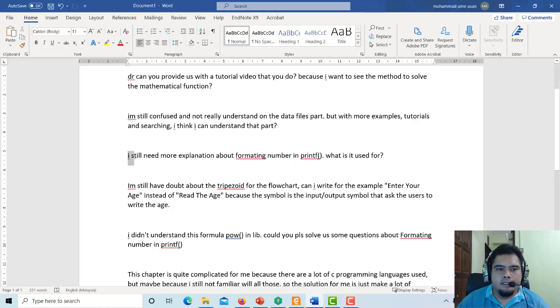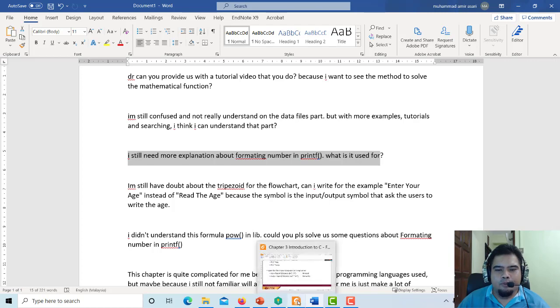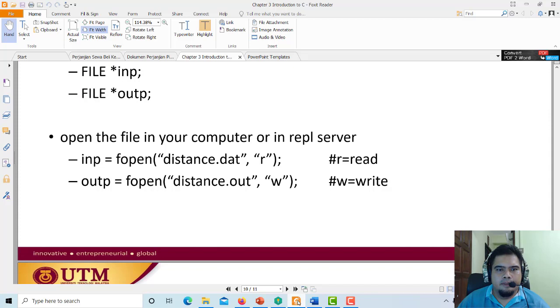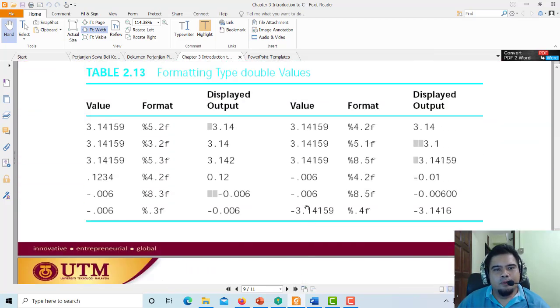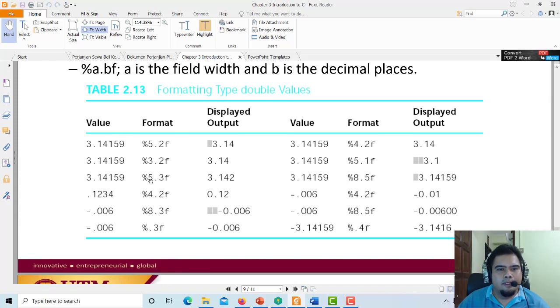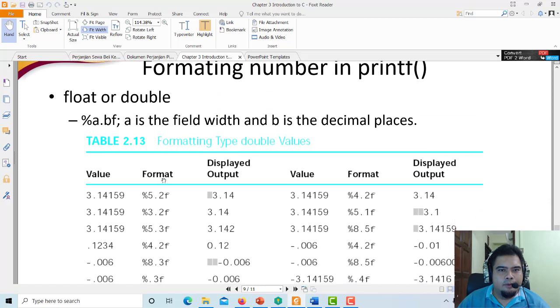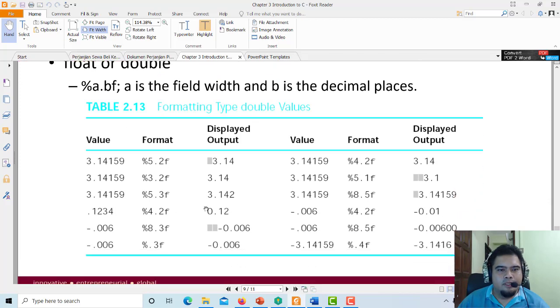Okay, the third question: I still need more explanation about formatting numbers in printf. Okay, this one, you need to stick to the examples there in the slide, and you need to run it in our online compiler, otherwise you could not understand the meaning of 5%. I think the question is related to this one. Yeah, what is %4.2f there?